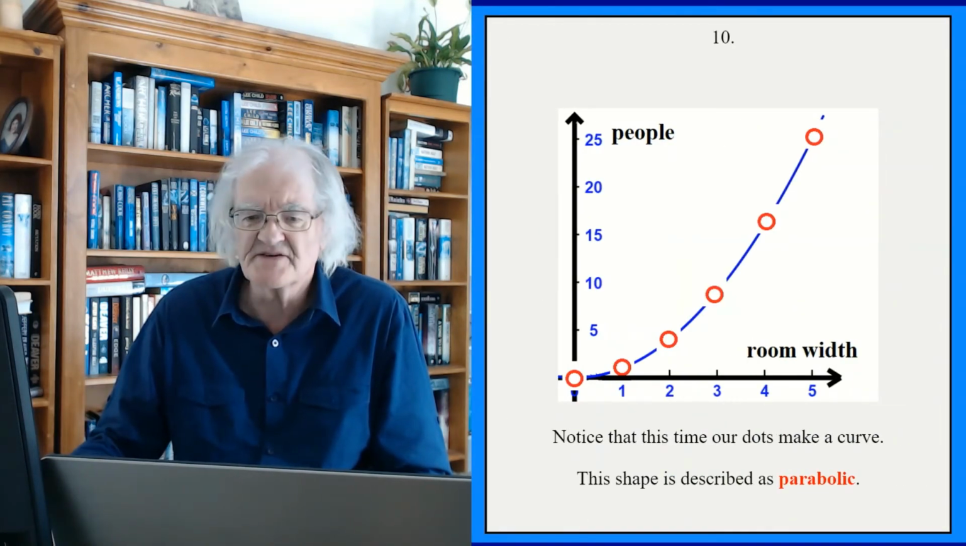Now when we transfer that to a diagram, we have a series of points representing possibilities. When the room width is 3, the appropriate number of people is 9. When the room width is 4 meters, the appropriate number of people is 16. You'll notice that our points make a smooth curve, and this shape is described as a parabola.